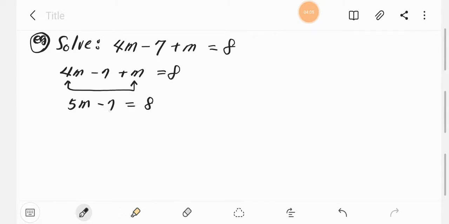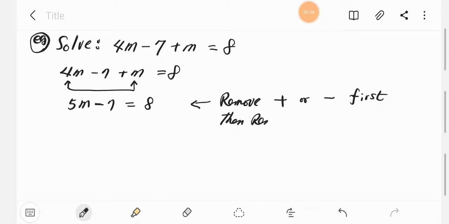So now the left-hand side of the equation has two terms. One is 5m and the other is minus 7. So m is together with 5 and minus 7. If you have this expression, then always get rid of the plus and minus first. Then remove the coefficient.